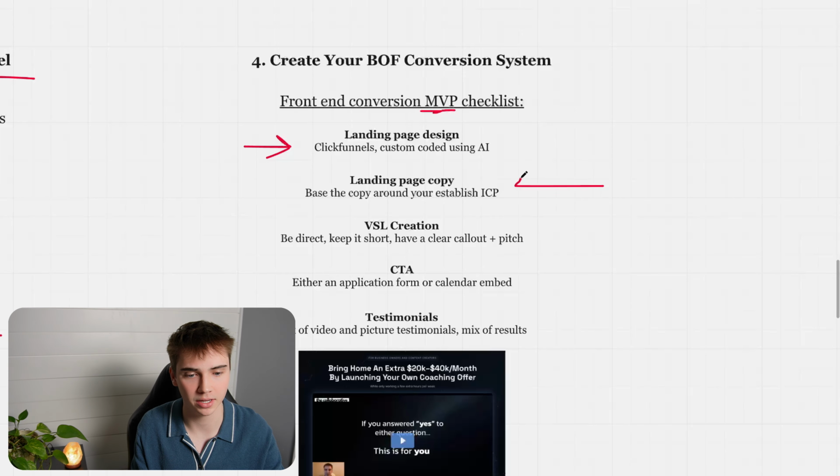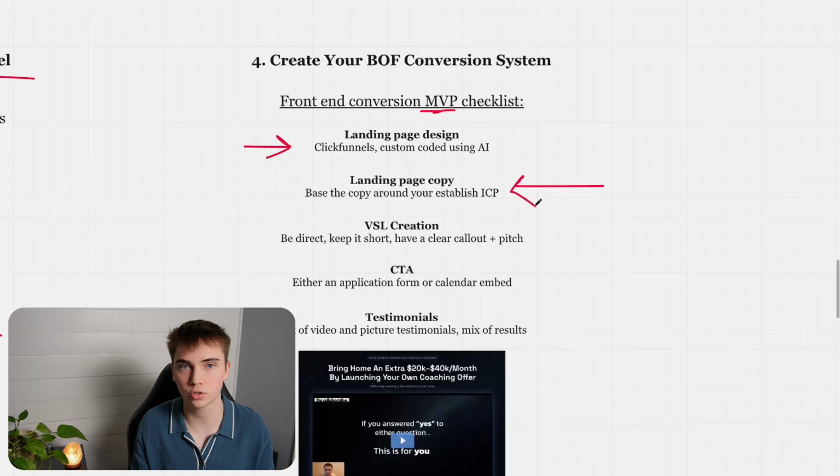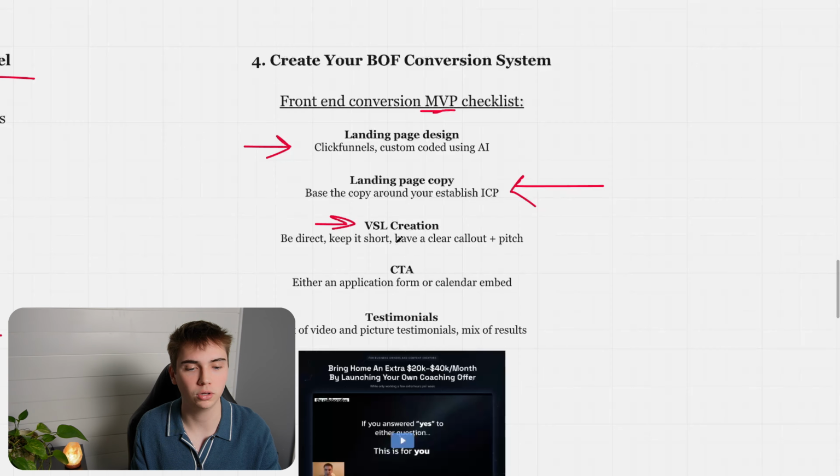Landing page copy. Base the copy around your established ICP. Okay, so don't talk to your dream follower, don't talk to someone else, talk directly to your ICP. You should have a good understanding of them, what they talk like, what they desire, and so you need to base the copy around them. You're going to do VSL creation. As I said, be direct, keep it short, and have a clear call out and pitch at the end.